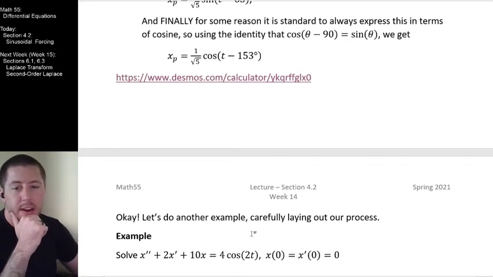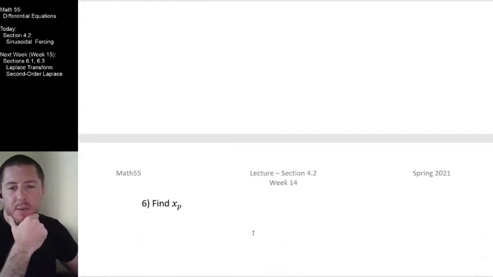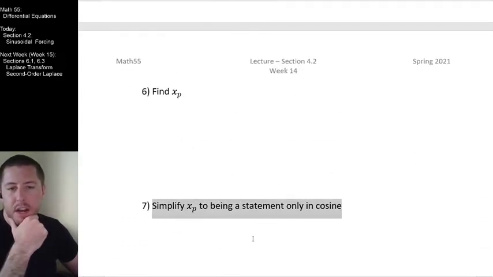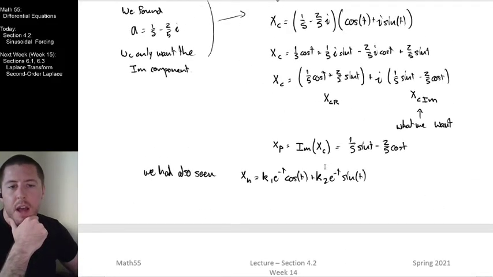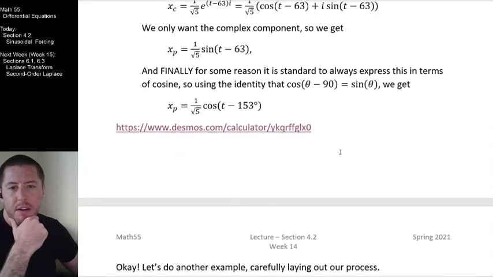So that was a little bit hairy, but now what we should do is one nice big example here where we actually lay out all of our process. So in this one here, we're going to give our step-by-step process. Our last thing is going to be to convert our particular solution into that of a cosine function. So this is our slightly improved method of giving our final answer now.